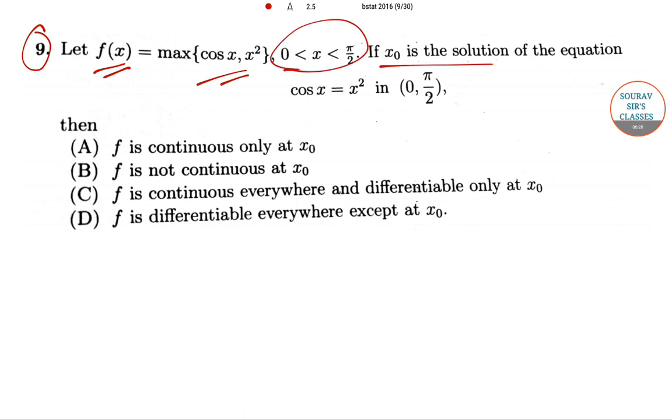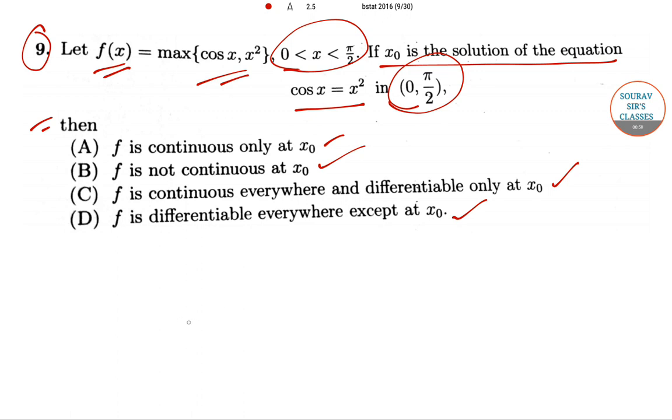Now if x0 is the solution of the equation cos x is equal to x square in the open interval 0 to pi by 2, then option A: f is continuous only at x0. Option B is f is not continuous at x0. Option C is f is continuous everywhere and differentiable only at x0, and option D is f is differentiable everywhere except at x0.